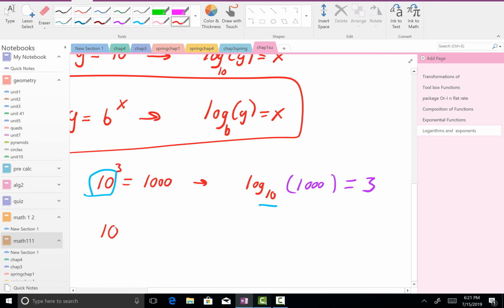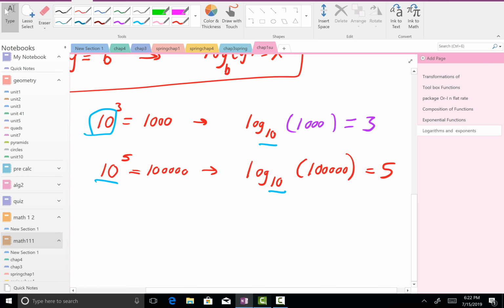If we have 10 to the 5th, 1, 2, 3, 4, 5, then that would be the log base 10. There's our base of this number is equal to 5. Okay.